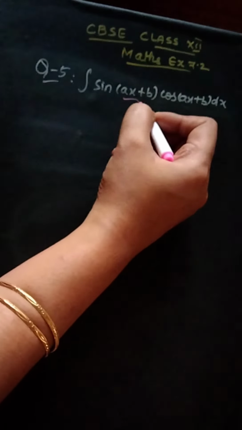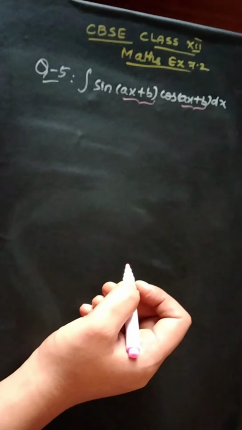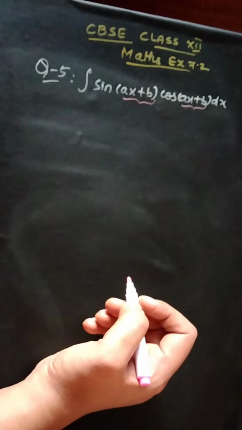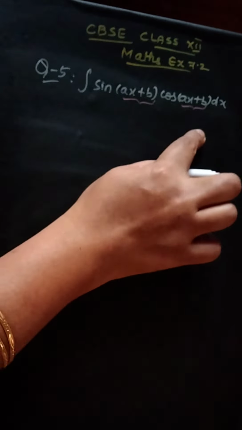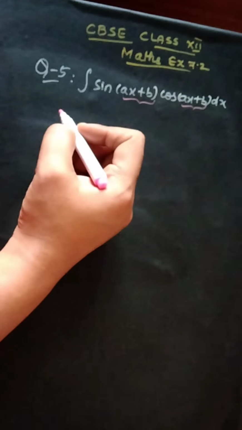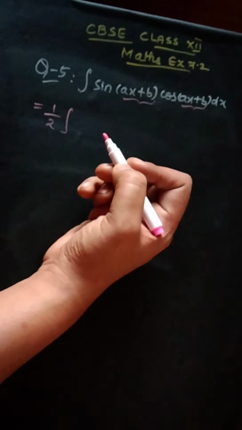If you check the argument, both will be same. And if you use the substitution method directly, it will be difficult to integrate. So what we do is, we try to use the trigonometric formula, sine x cos x. First let us multiply and divide by 2. So this division we don't need. Since it is a constant, we take it outside of the integral.